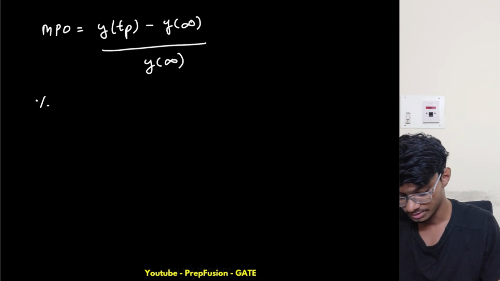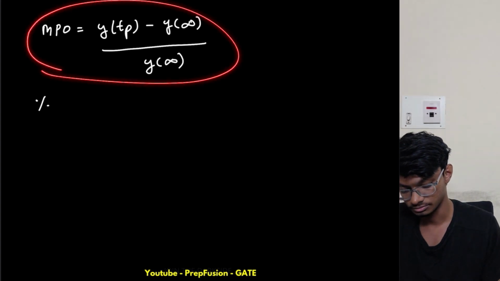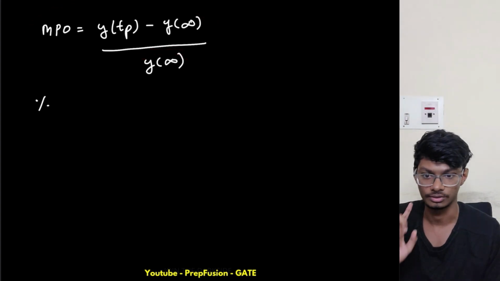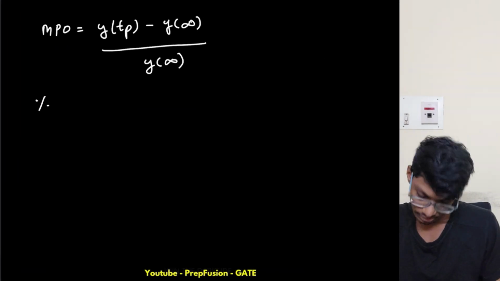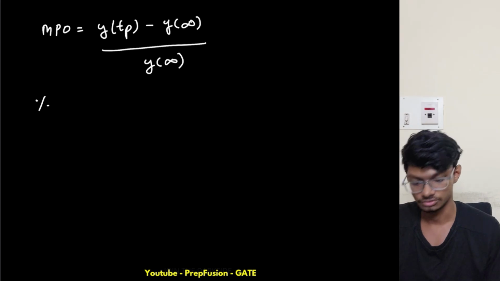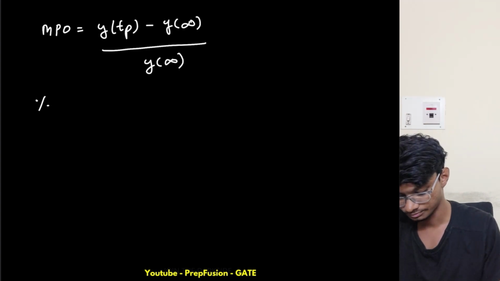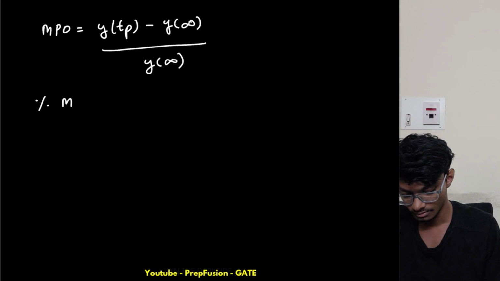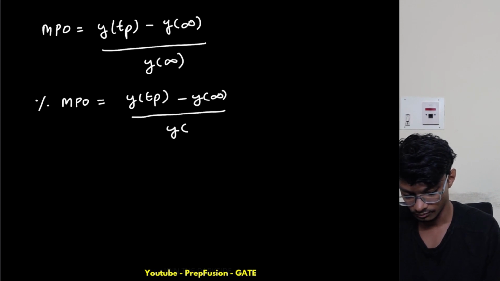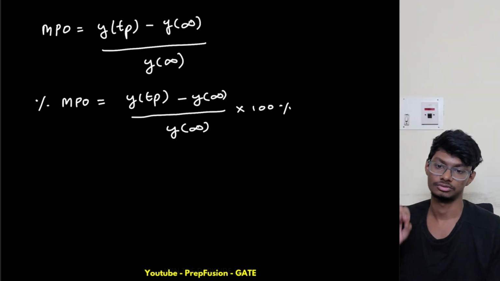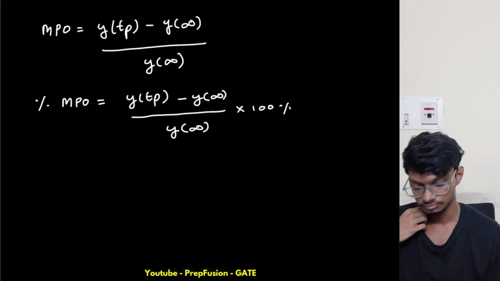So my percentage peak overshoot is normalized with respect to the steady state value. That's why the definition states the normalized difference. So I can write this in terms of percentage also. This is percentage MPU equals y of TP minus y of infinity divided by y of infinity into 100%. So this is basically my percentage MPU.